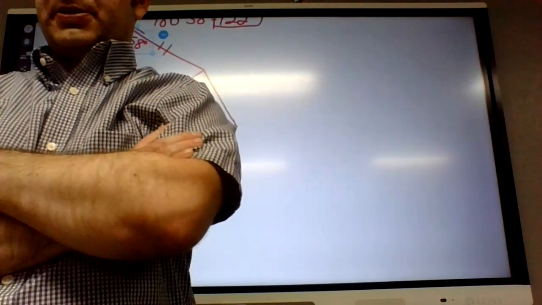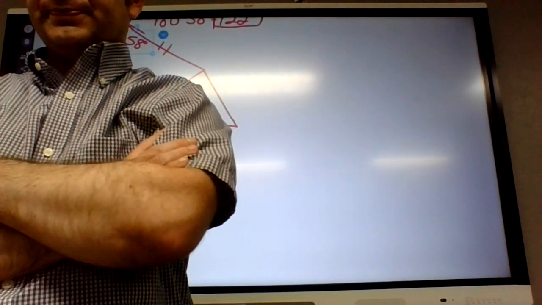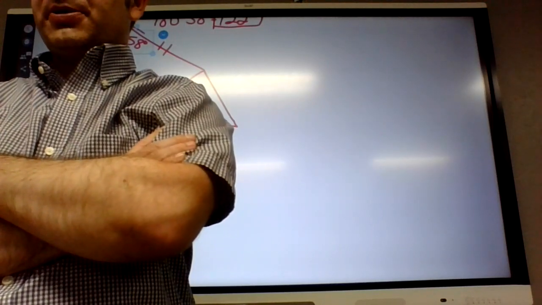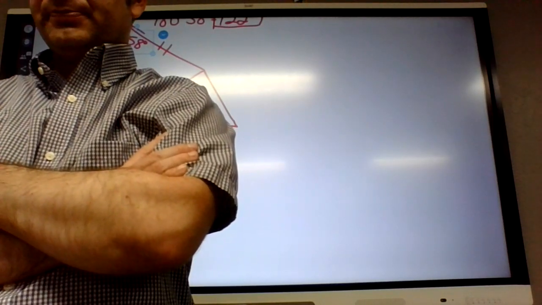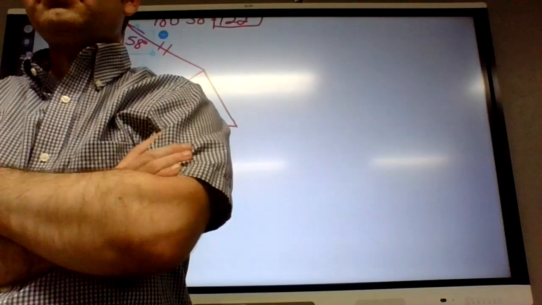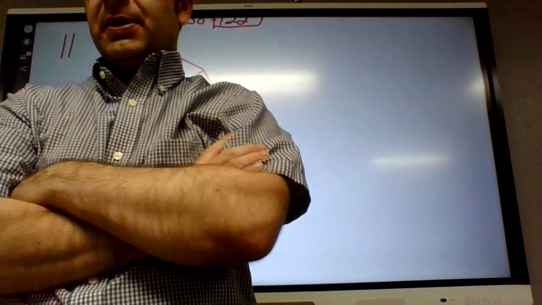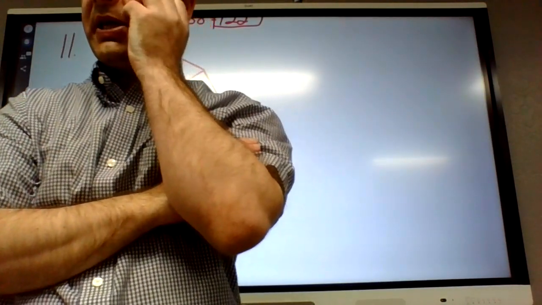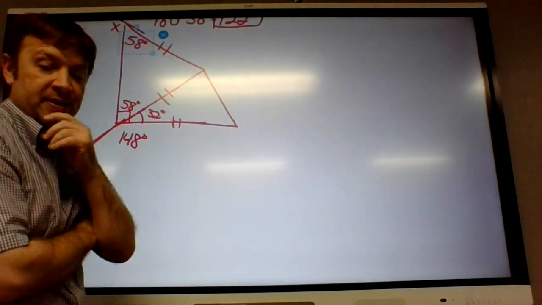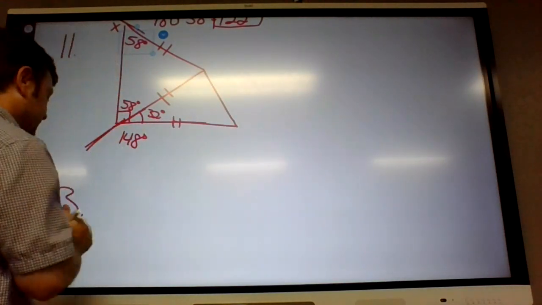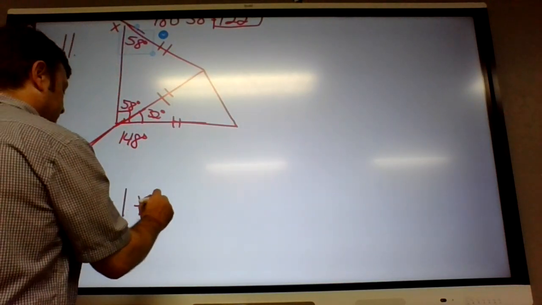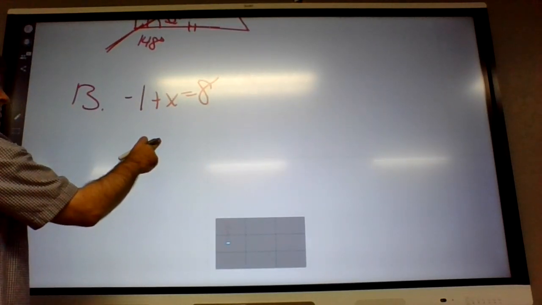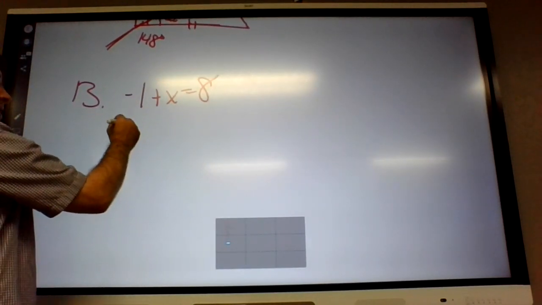On 13, those two triangles are congruent. You guys know how I know that? Angle, side, angle. Angle, side, angle. So therefore, if the triangles are congruent, then -1 plus x is the same as 8. Therefore, they are equal. And what is x equal?